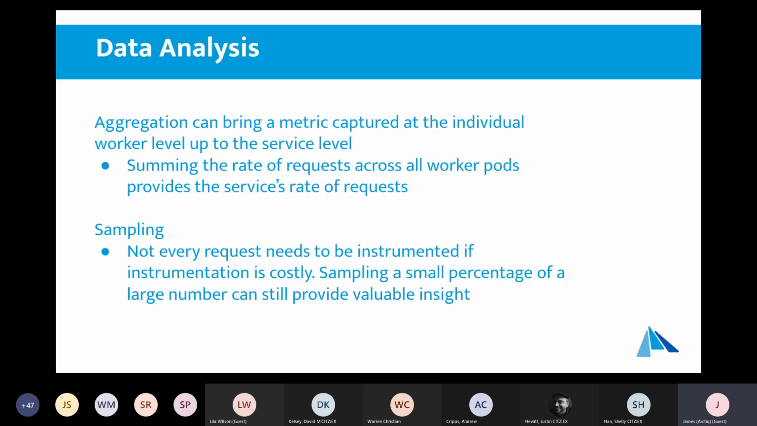Sampling is another method of data analysis. It can be expensive to do instrumentation for every request that goes through the system. So one thing that you can do is sample a small percentage of those requests, like say 1% of them. The accuracy of those samples depends on the sampling rate and the population size and the actual distribution. But a lot of times you can sample a very small number of requests and get a very good picture of what's actually happening in your environment.